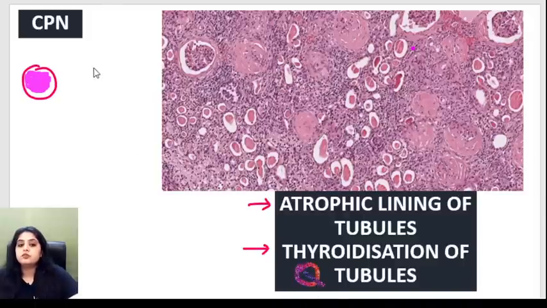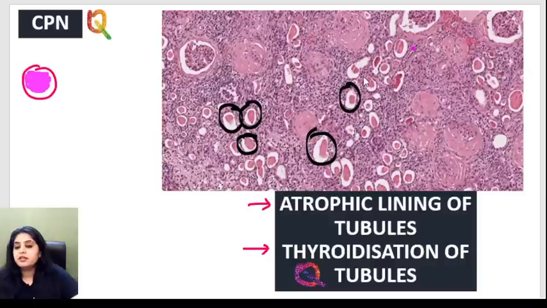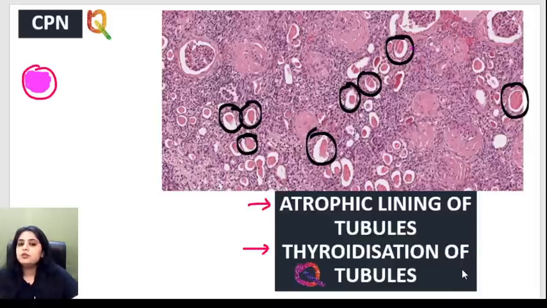Thyroidization of the tubules is seen in chronic pyelonephritis. So let's find out the thing that we've read. Look at the tubules, guys. Lots of tubules which are filled with pink color material. Yes, so that's thyroidization. Means it started to look like the thyroid.